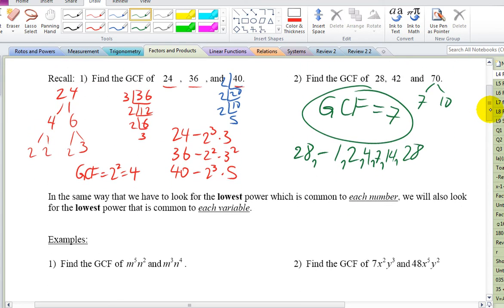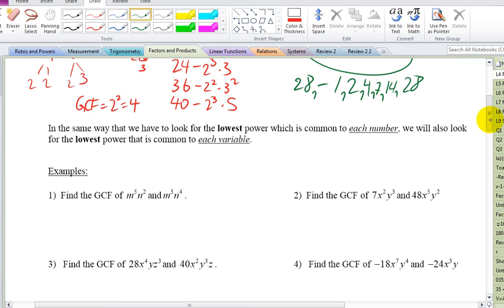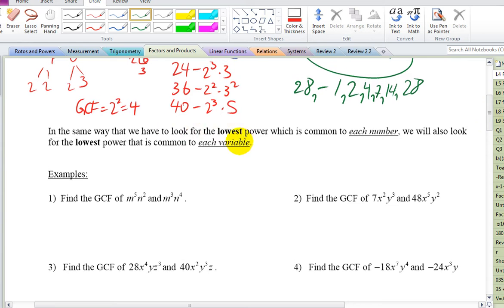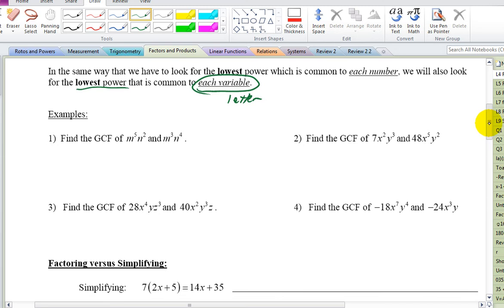All right, now for the letters. Okay. So the same way that we look to the lowest power, which is common to each number, we also look to the lowest power that is common to each variable or letter. Okay, so looking at our numbers, letters, we've never done this. Here we have M5, M cubed. Looking at the M's, what would be the GCF? M cubed. Okay, so you can take that out of both of them.